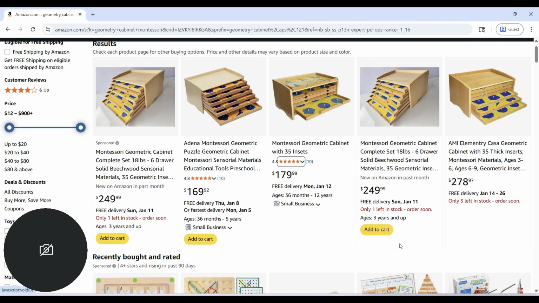Another 2 options from Amazon. We have this set from Adena Montessori and this set from Elite Montessori, both companies which I have ordered from and been very happy with products I've received. Adena sells theirs for $169 and Elite sells theirs for $179.